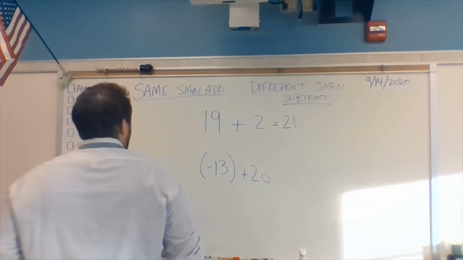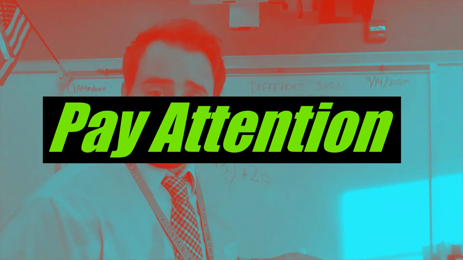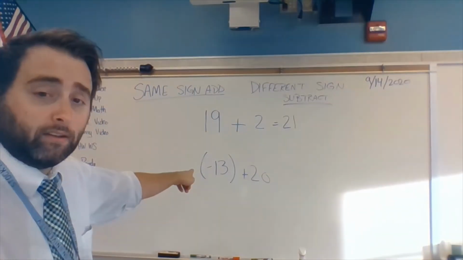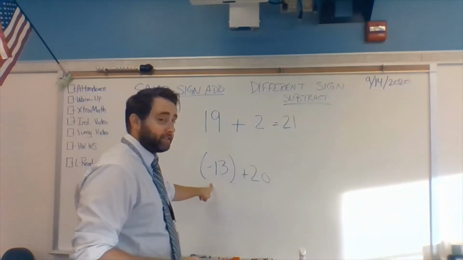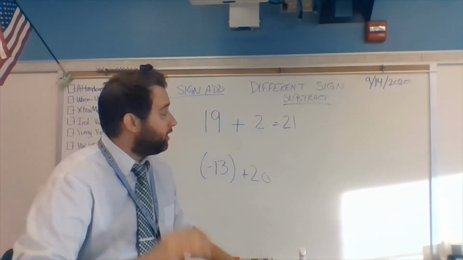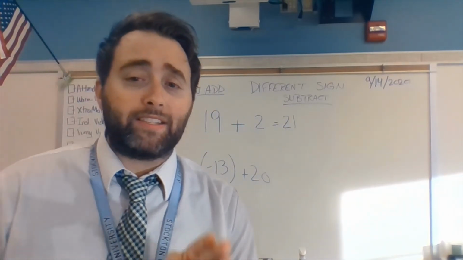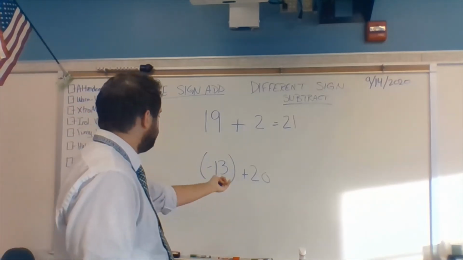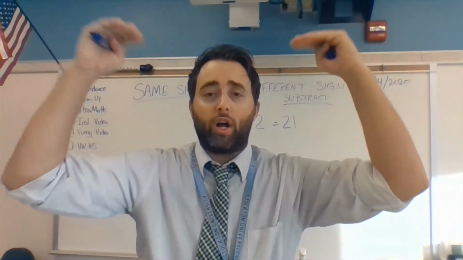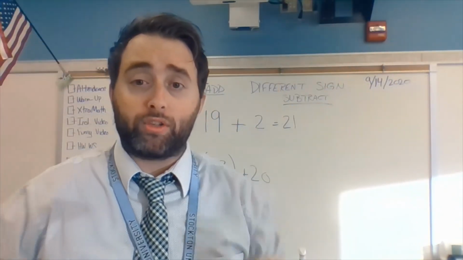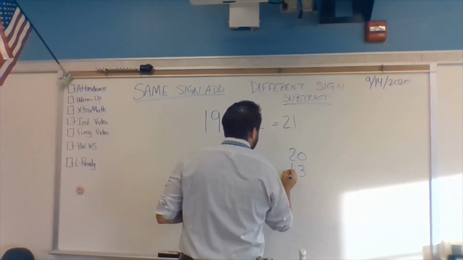Last problem. Here we go. Negative 13 plus 20, and this one is probably the most important, so pay attention. I have a negative 13, and I have a positive 20. Are they the same sign? That's a negative 13, that's a positive 20. They are different signs. Different signs, subtract. So do I do 13 minus 20? No. When you subtract, largest number always goes on top. So let's do 20 minus 13.